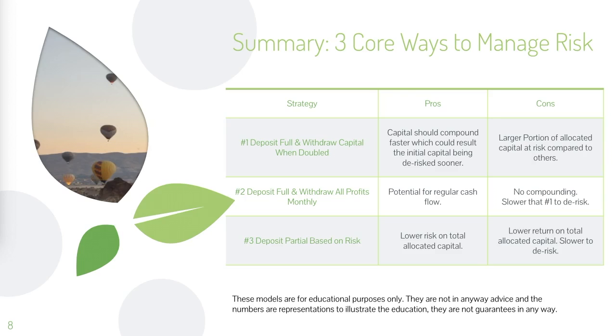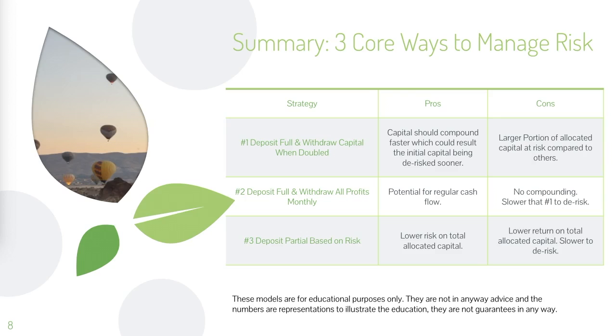In summary, the 3 core ways to manage risk. Number 1 was to deposit the full allocation and withdraw capital when doubled. The pros of this is the capital should compound faster, which could result in the initial capital being de-risked sooner. The cons are a larger portion of the allocated capital is at risk compared to other strategies. Strategy 2, deposit the full allocation and withdraw all profits monthly. The pros of this is the potential for regular cash flow, and the cons are there's no compounding, so it's slower to de-risk than strategy 1.